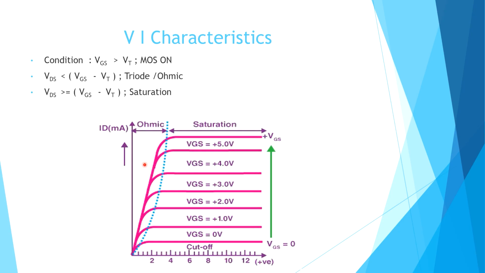In these two regions it acts as a logic gate. It is used in logic gates. This MOSFET acts as a logic gate in these two regions, that is, in the ohmic and cutoff regions.